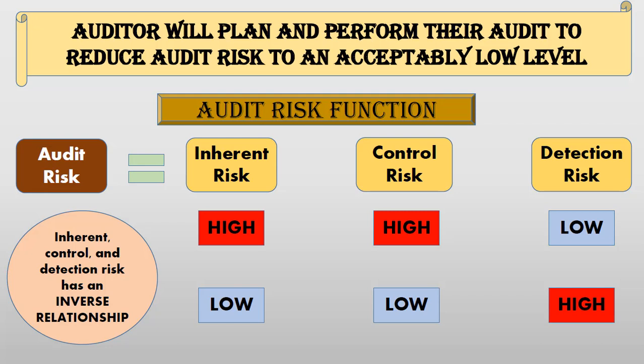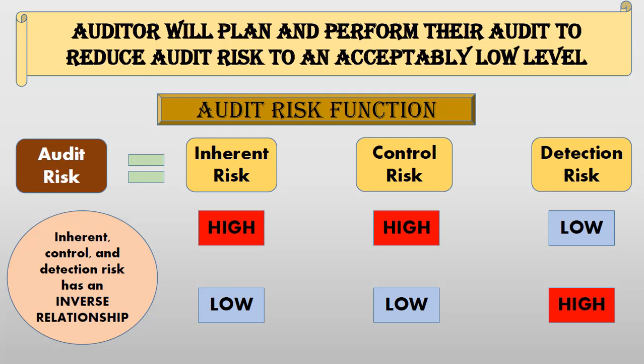My illustration here will be for two extremes. Now, inherent risk and control risk, if you combine them, as in the previous slide, are called the risk of material misstatements. So these are the components of the risk of material misstatements. Now these are, again, two extremes. If the risk of material misstatements is high, with both inherent risk and control risk high, detection risk will be low.